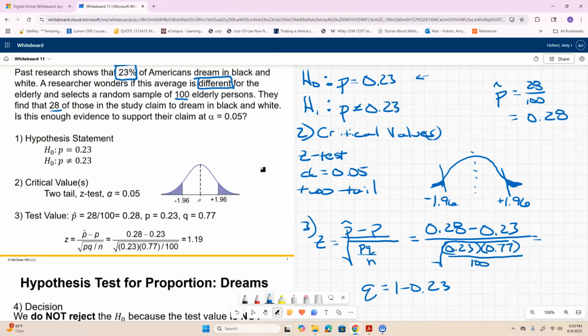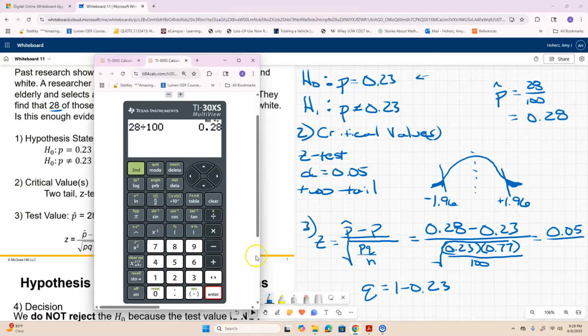So the top is going to be 0.05. I'll write that down because that's easy to compute. And then I'm going to do the bottom and divide that top by that bottom. All right, so we've got the square root of 0.23 times 0.77 divided by 100. And however your calculator handles it, make sure that all gets underneath the square root bar.